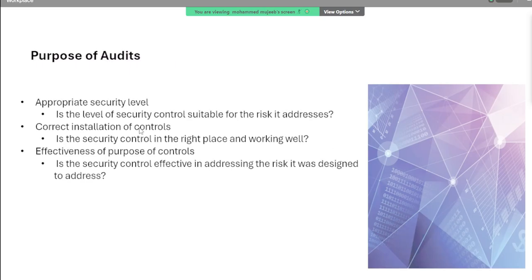The purpose of the audit is appropriate security levels and correct installation of controls. We talked about all of this earlier too, so I'm not going to go deep again. It also covers the effectiveness of the controls: how effective the control is, if the controls are placed correctly, and if appropriate security levels are there.